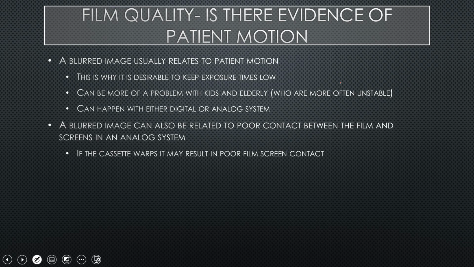You may also see a blurred image from poor contact between the film and the screens in the cassette if you're using an analog system. Also, if the cassette is warped, meaning the inner parts of the cassette are bent in a way, that can also result in poor contact between your film and the screen inside the cassette.